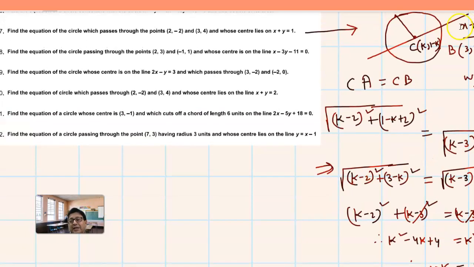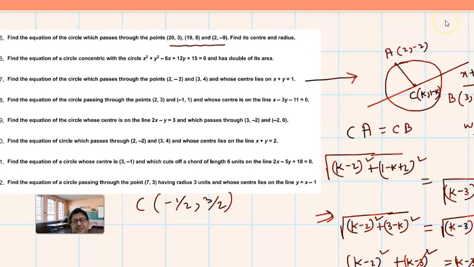So once you get k equal to minus half, the center is what? (Minus half, 3 by 2), and the radius is the distance from here to any one of the points. So the radius will be equal to the C to A distance. This is going to be (2 plus half) whole square plus (minus 2 minus 3 by 2) whole square.